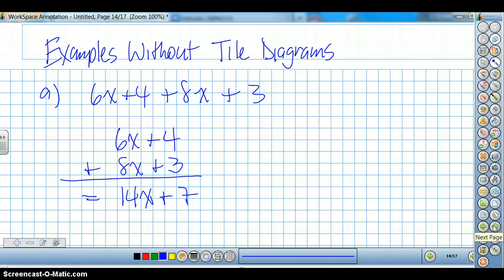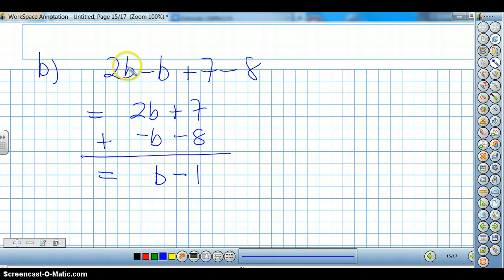Let's go to the next example. 2b minus b plus 7 minus 8. Again, alternate the letters with the numbers: 2b plus 7 plus negative b minus 8. When you look at the columns here, 2b minus b is b, and 7 minus 8 is negative 1.